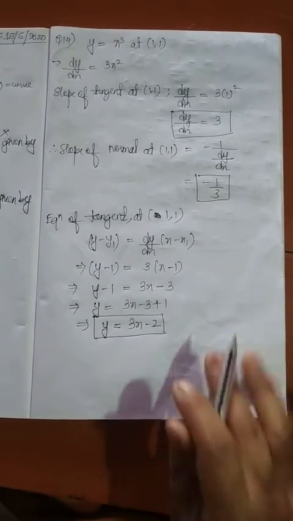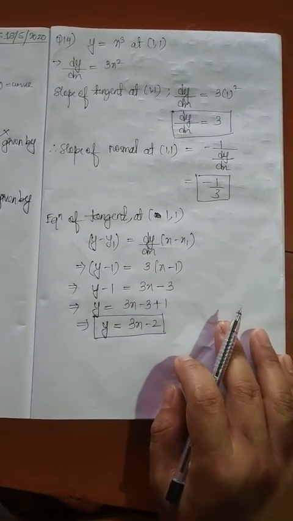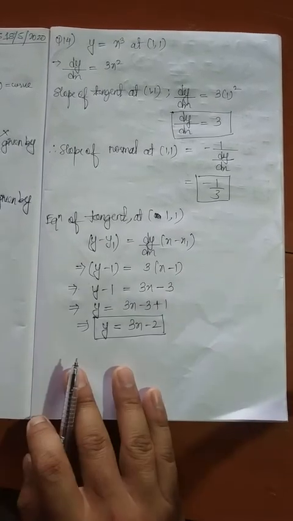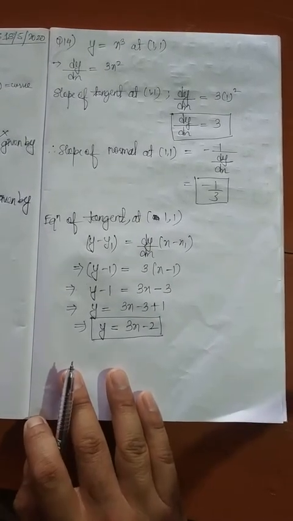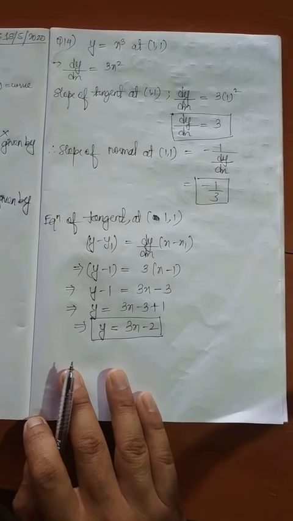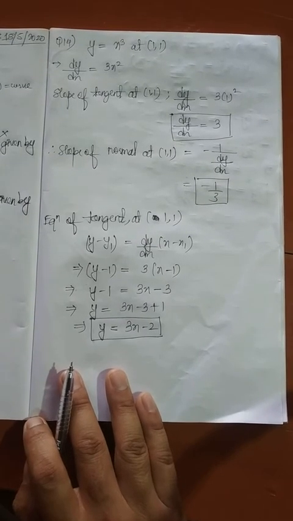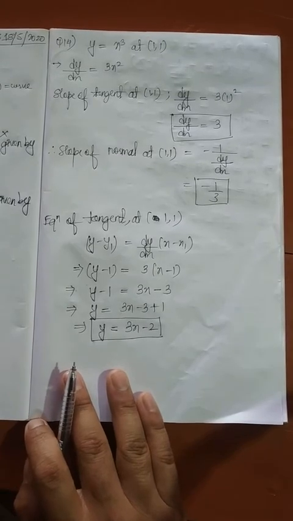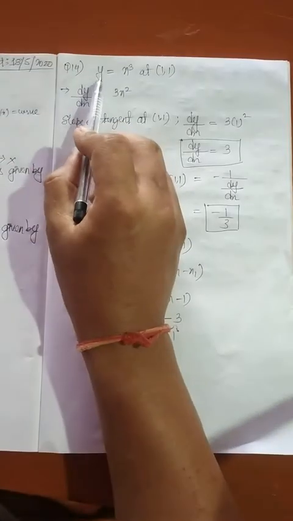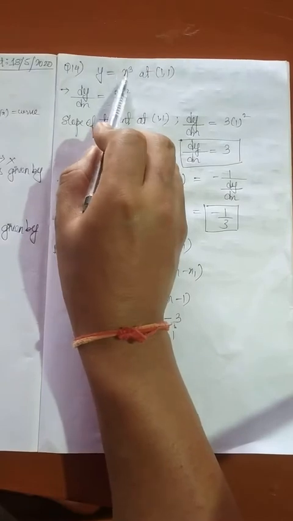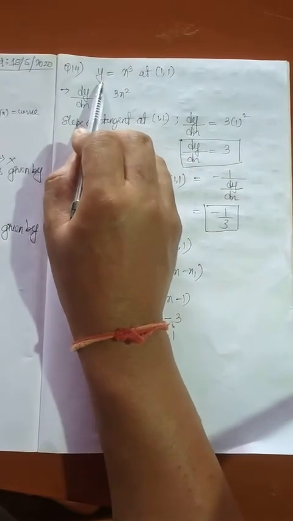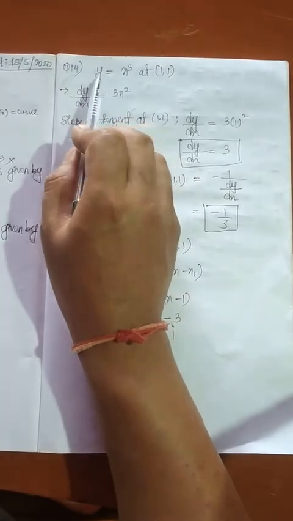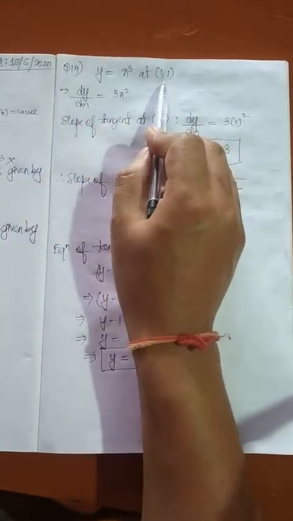Now using these two formulas, the equation of a tangent and the equation of normal, we will proceed with our exercise, question number 14. The question is: find the equation of a tangent and normal to each of the following curves at the given point. The first curve given to us is y equals x cube, and I need to find the equation of the tangent on this curve at point 1 comma 1.